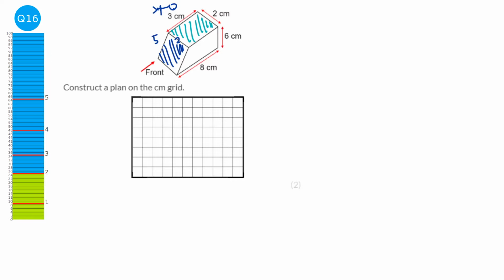So let's draw that on, and so we've got 2 centimeters down, and we've got 5 across. 1, 2, 3, 4, 5. And this is what it would look like from above. Now the other part will be the same 2 centimeters, but it will be 3 centimeters across. So we have 3 centimeters across. Now, whenever you have a join or a change in elevation, you need to show that with a line across. And so this will be our completed answer.